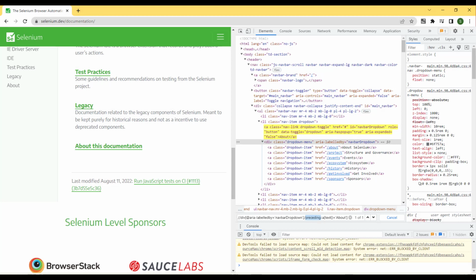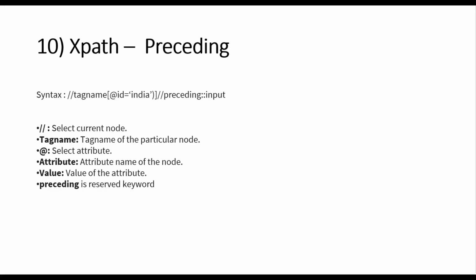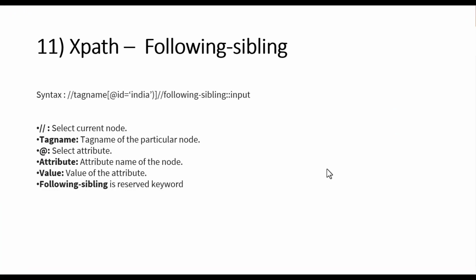Now the next XPath we are going to see is following-sibling. Okay, we have already seen following. Following means any following element. So following-sibling means immediate following sibling. Okay, so we can see this syntax also.